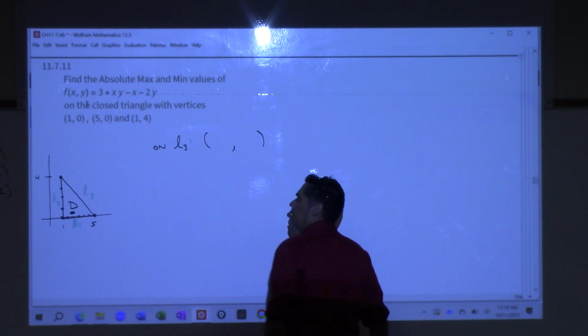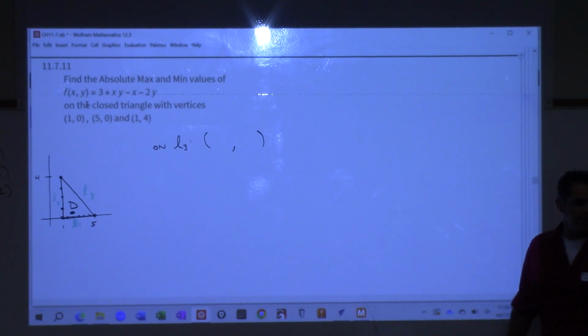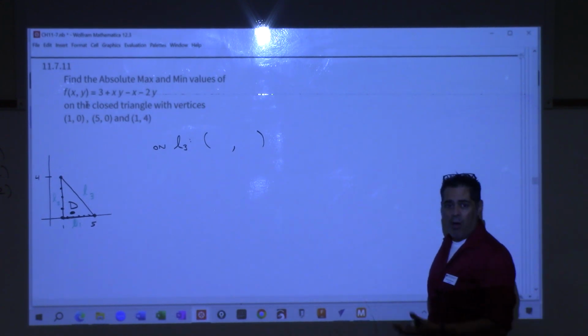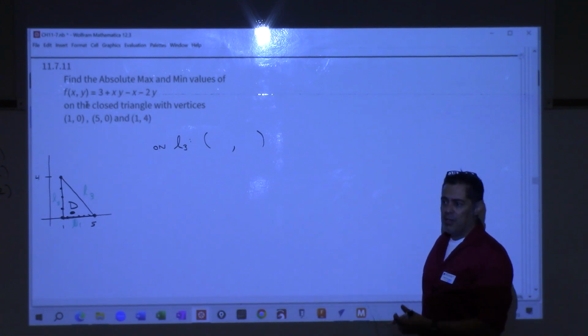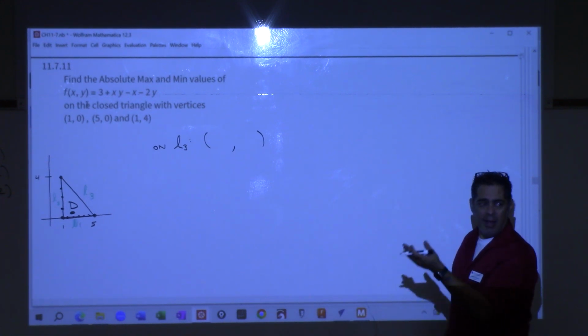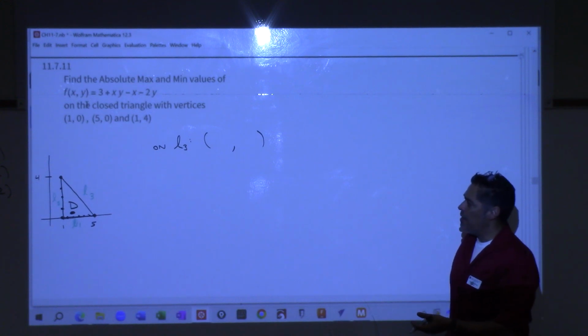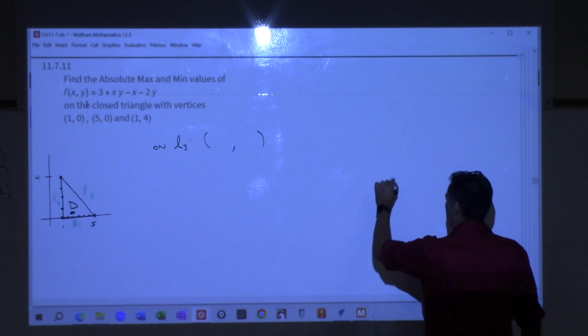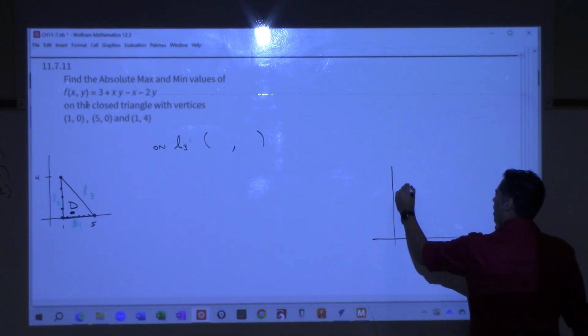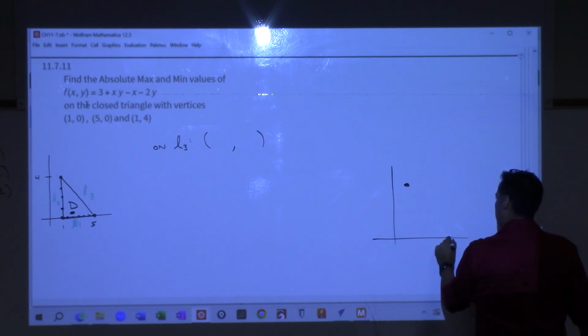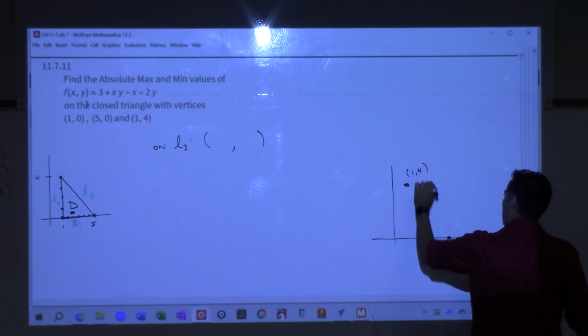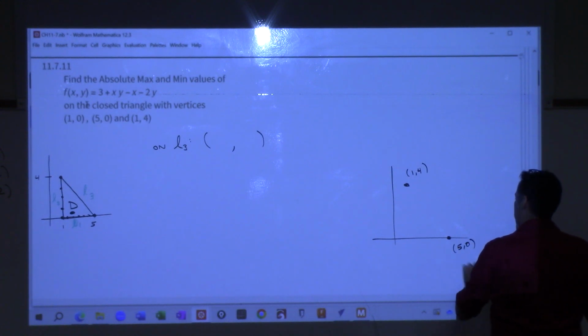what does the point look like? See the difference right now? Yeah. Because now you can't say that X is always this or Y is always this. All you can tell me is that it lives on that line, right? So what I need to do is, I don't want to draw on that picture. I'm going to do it over here. We have that point here and that point here, right? This is the point (1,4) and this is the point (5,0).